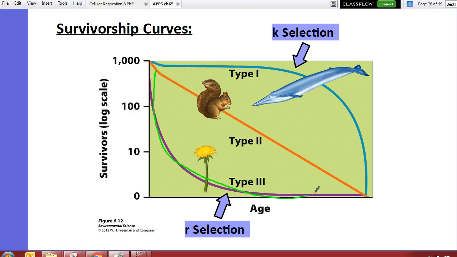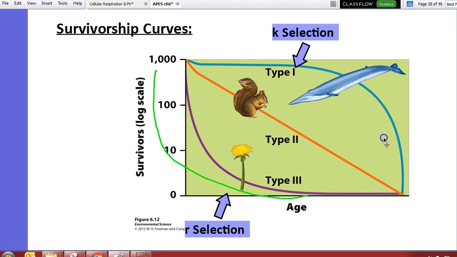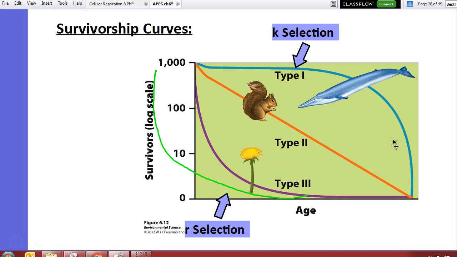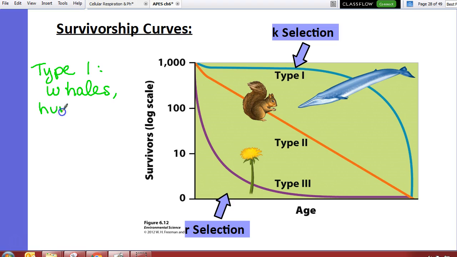So let's write some examples of those species. For type 1, we would get whales, humans.